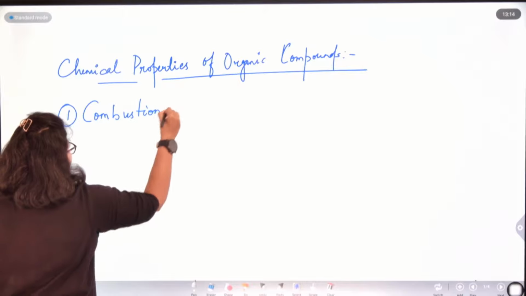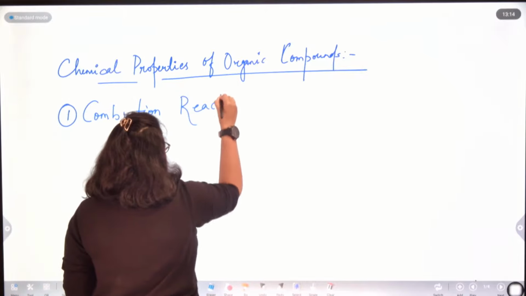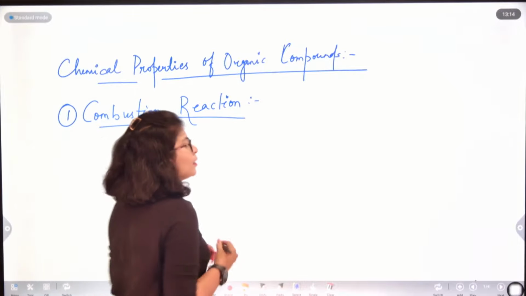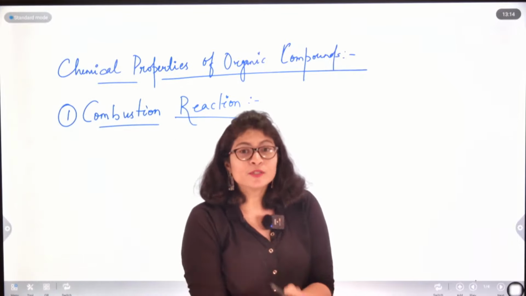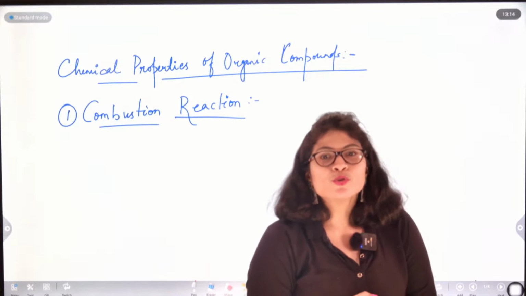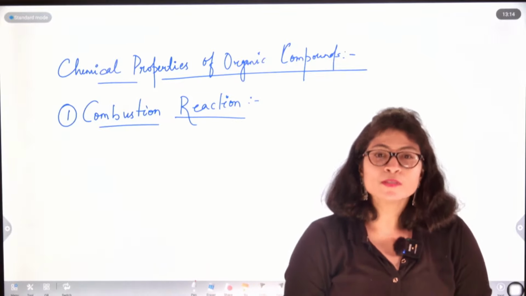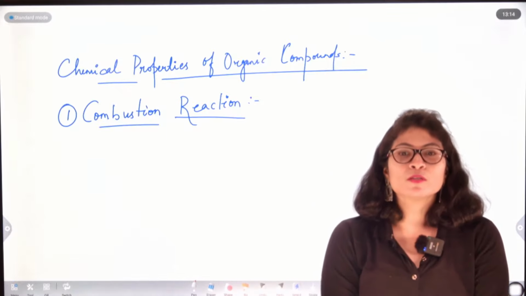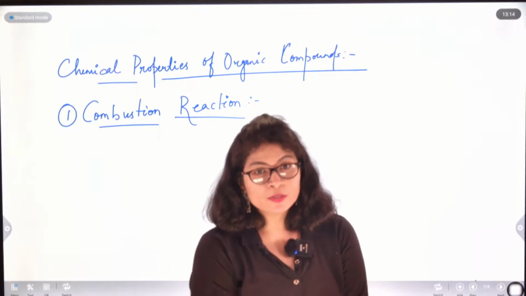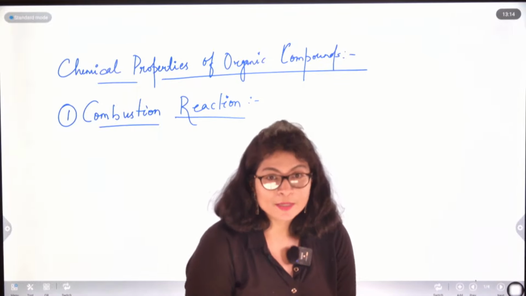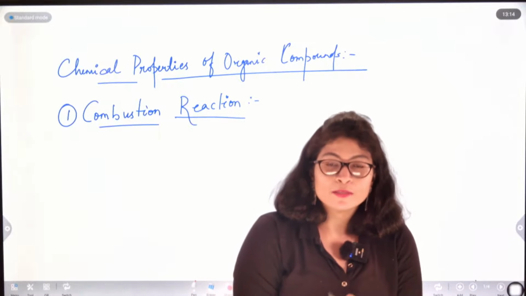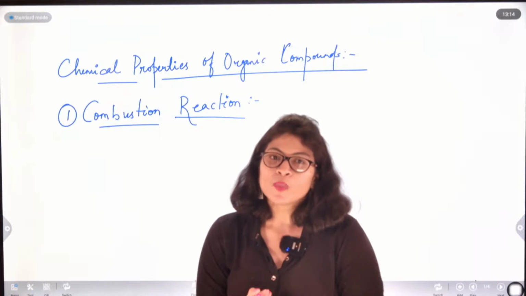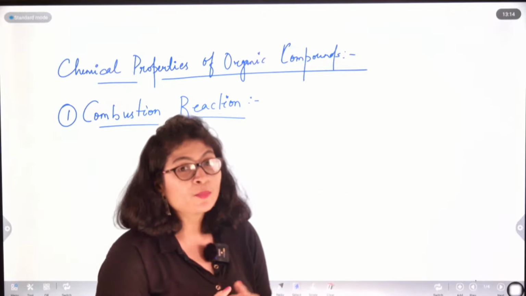Combustion reaction. So, what do you mean by combustion? In general, combustion means burning something. For burning, we need oxygen. Oxygen is a supporter of combustion. We have learned this since our childhood. We have learned oxygen is a supporter of combustion and carbon dioxide is an inhibitor, it stops the combustion, stops fire. That's why in fire extinguishers we have carbon dioxide gas.